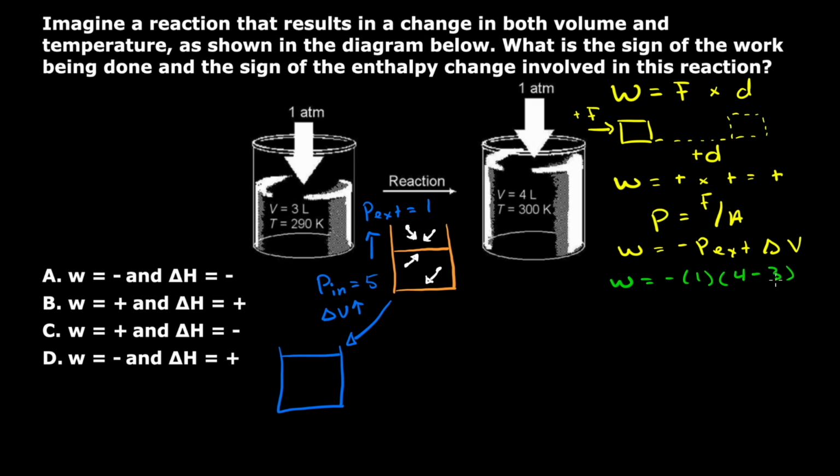And so when I do this, I'm going to get that the work is equal to negative 1, and that's going to be in atmospheric liters. And an atmospheric liter is a form of energy. You can convert this to joules or kilojoules, maybe in a different problem, but we just need to know that this is going to be negative.